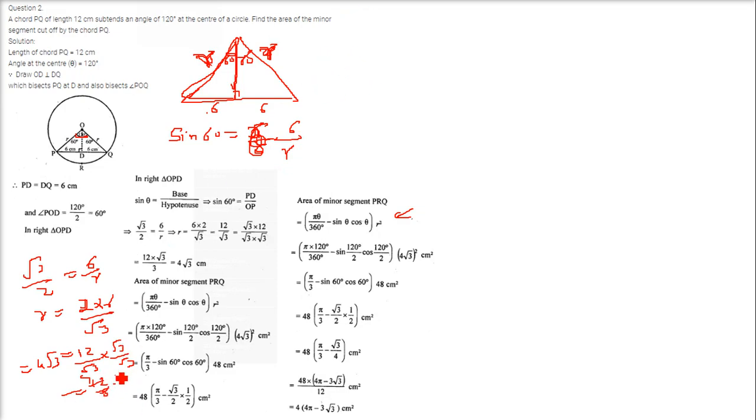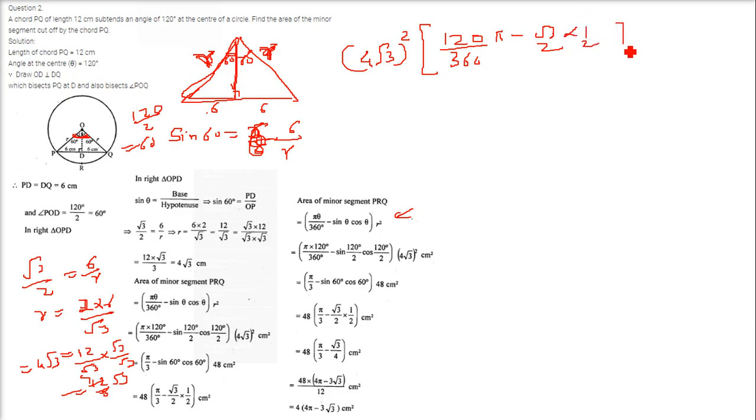Now you'll use the formula, that is r square, which is 4 root 3 square, then theta by 360 into pi, minus sine theta by 2 cos theta by 2. Theta is 120 degrees. So 120 degrees by 360 into pi, minus sine theta by 2 cos theta by 2. So whole theta we have to use 120 degrees. So theta by 2 will be 60 degrees. So sine 60, we know the value is root 3 by 2, and cos 120 by 2 is cos 60. Cos 60 is half.